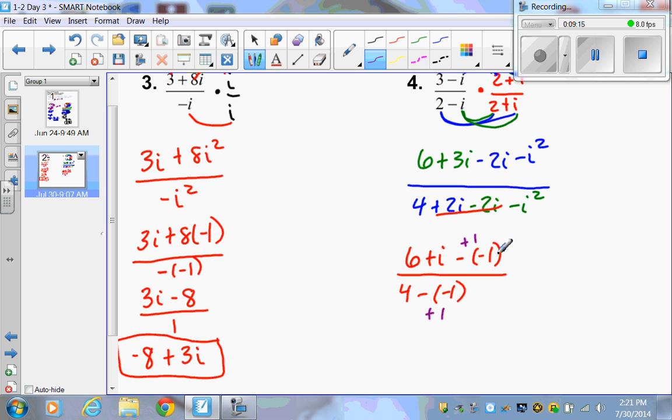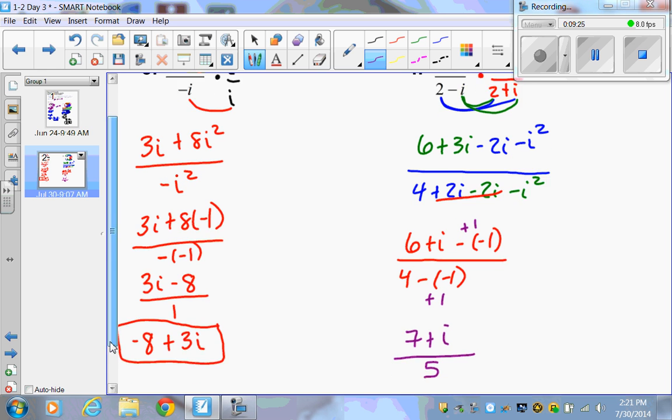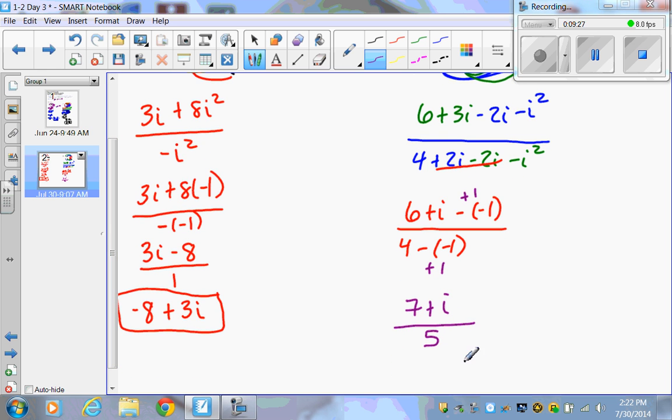So 6 plus 1 is 7. You have your plus i, over 4 plus 1, which is 5. So last step is to break this apart. So it's going to be 7 over 5 plus, there's really a 1 in front of the i, and then you have your i. So 7/5 plus 1/5 i.